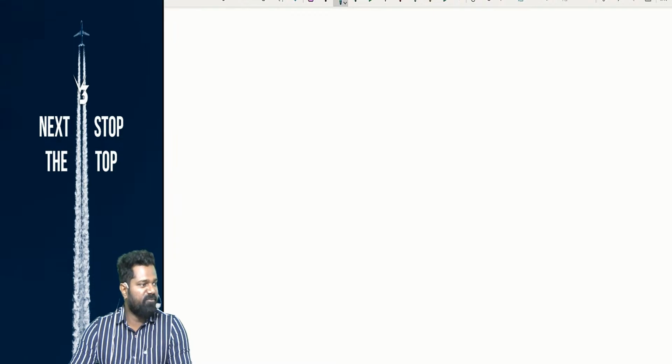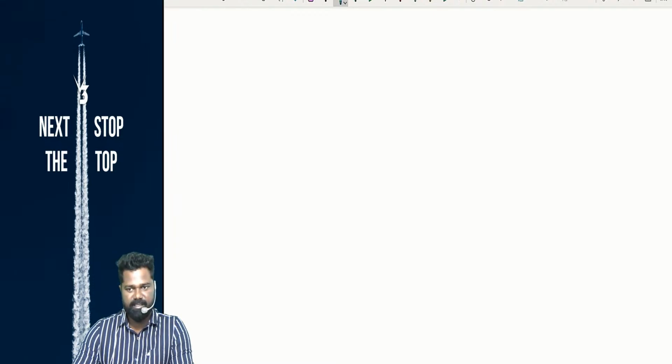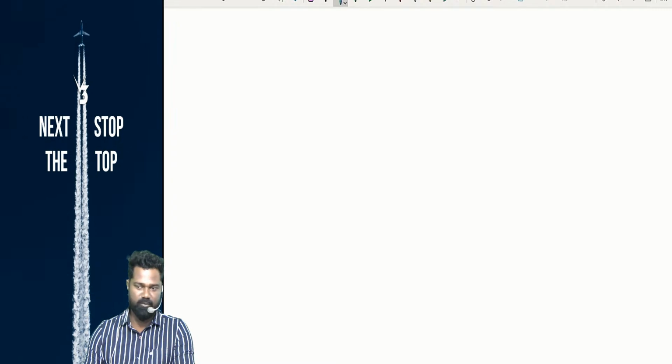Day before yesterday we were discussing the cost sheet, if you remember. I got feedback that you were unable to understand that diagram. Let us do that again. Let us revise it once and then understand it again.